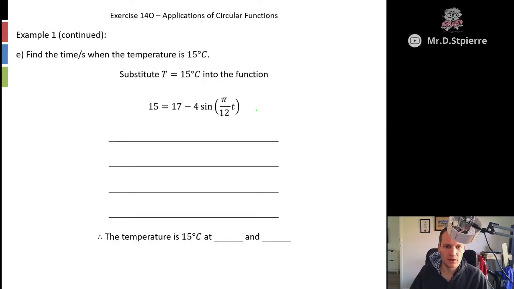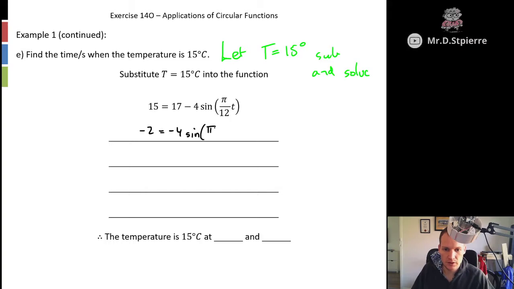Right, find the time or times when the temperature is 15 degrees. So we're going to let capital T, our temperature, equal 15 degrees, sub, and solve. And so we substitute in 15 equals 17 minus 4 sine pi on 12t. So let's start solving this. We are going to get negative 2 equals negative 4 sine pi on 12t. So divide by negative 4, we get a half equals sine pi on 12t.